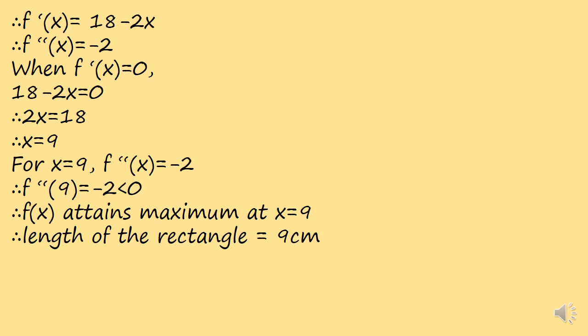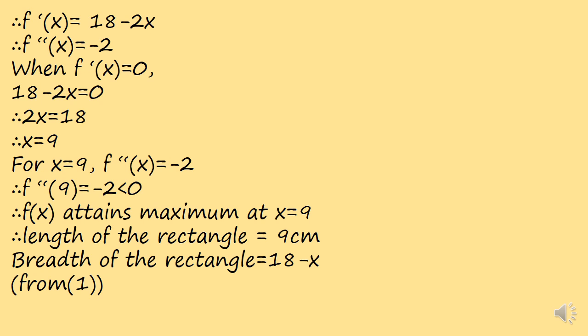So the length of the rectangle we get as 9 cm. X is 9, length of the rectangle is 9. What about the breadth? Breadth is y, we had taken it, isn't it? Now y we had got as 18 minus x from equation 1. So it turns out to be 18 minus 9, which is 9 cm. So these are the dimensions of the rectangle.